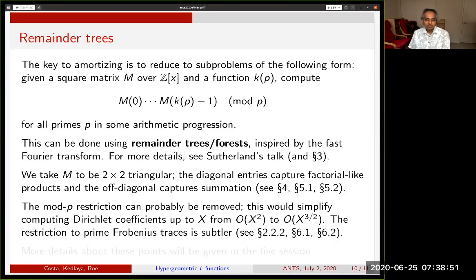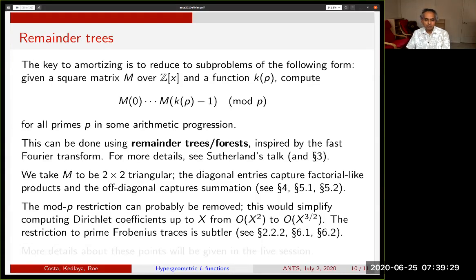The mod p restriction here is not absolutely essential. You can imagine examples where you do this computation modulo p squared. For example, Costa, Harvey, and Gerbicher did a search for Wilson primes by computing products of 1x1 matrices modulo p squared. There is some work that may be required to massage our computation to get rid of the mod p restriction. If one did this in general, it would simplify the problem of computing Dirichlet coefficients up to x. It would reduce the complexity from quadratic to x to the 3 halves.